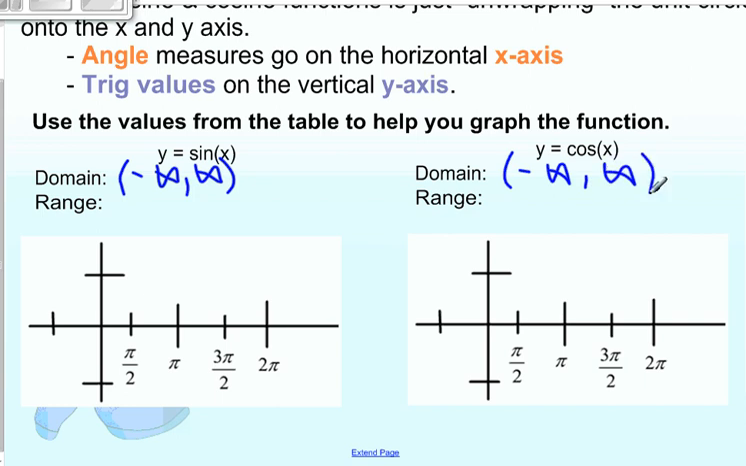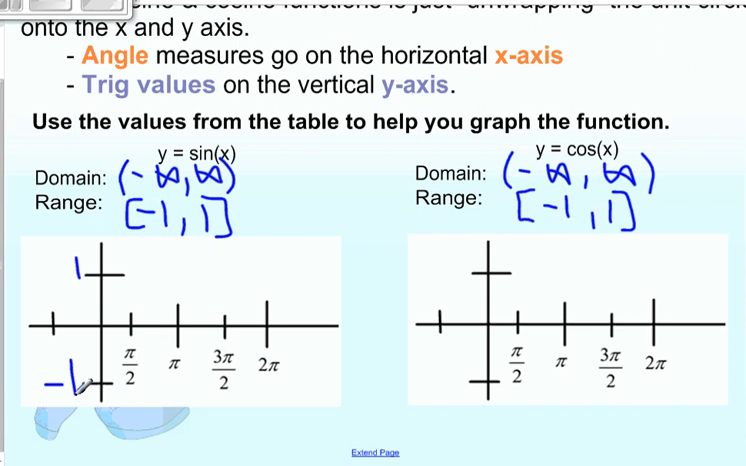Now the range stops. Remember, our unit circle has a value of 1 at the top and -1 at the bottom. So that's actually going to be our range, from -1 to 1. Now remember, the inclusion brackets are more square, so make sure you have those. Okay, so those are the domain and range of both of those functions. So I'm going to put 1 at the top and -1 at the bottom, and we're going to deal with graphing these.